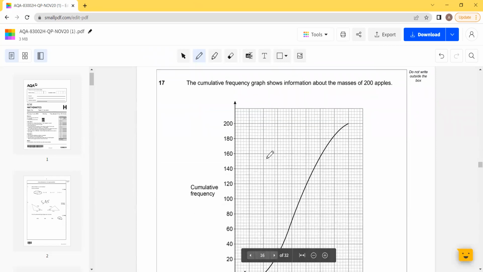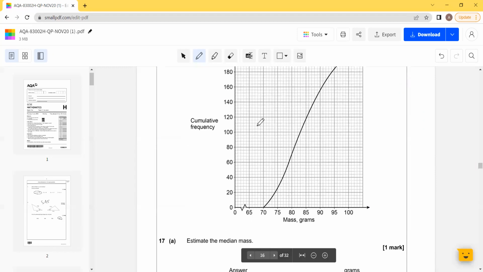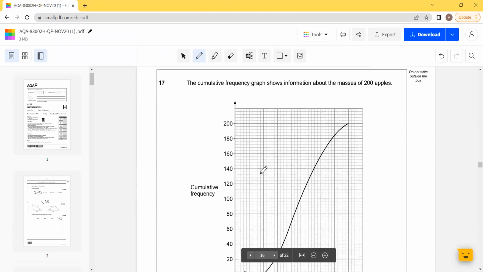Okay, question 17. The cumulative frequency graph shows information about the masses of 200 apples. Okay, we have the masses. Estimate the median mass. Okay, this is pretty simple again. So if you're not familiar with the term median, it means the middle value. Okay, median, middle. So if we have a cumulative frequency graph, we just have to use it to find the median, or rather the middle value. Okay, so we have 200 apples.